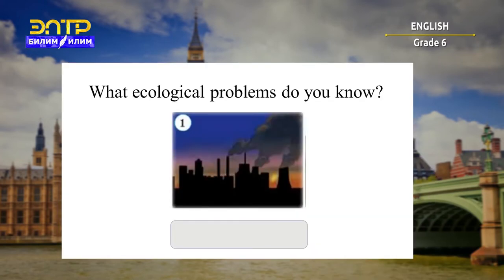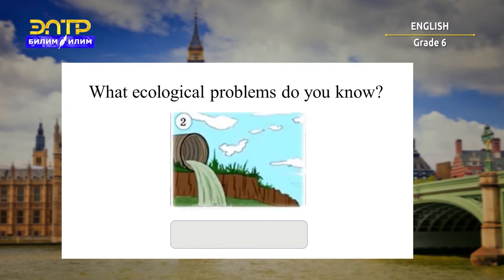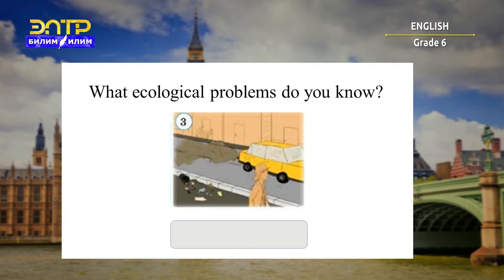The first word for today is air pollution. Repeat after me, please. Air pollution. In the second word, the stress is on the second syllable. Pollution. Next word. Look at the picture, please. Water pollution. Repeat after me, please. Water pollution. Next word. Picture number three. What can you see on the picture? Littering. Repeat after me, please. Littering. The stress is on the first syllable.